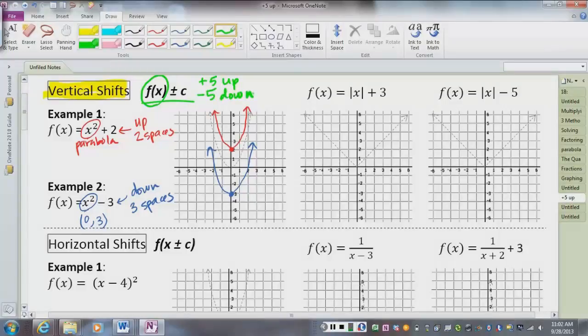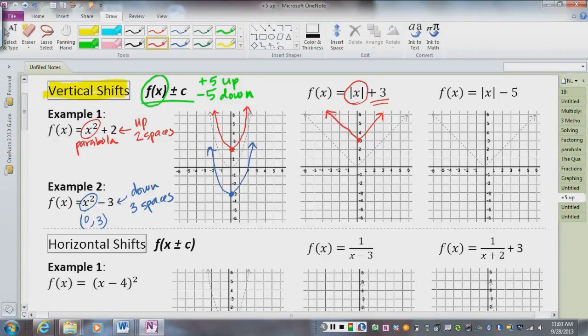So now let's look at these two graphs, these absolute value functions. Same idea. Here is my absolute value of x. That's going to form this V shape. And then what I'm going to do is add 3 units to that. That's going to take my absolute value graph and bump it up 3 units. We're keeping the same shape as before, we're just shifting it vertically.